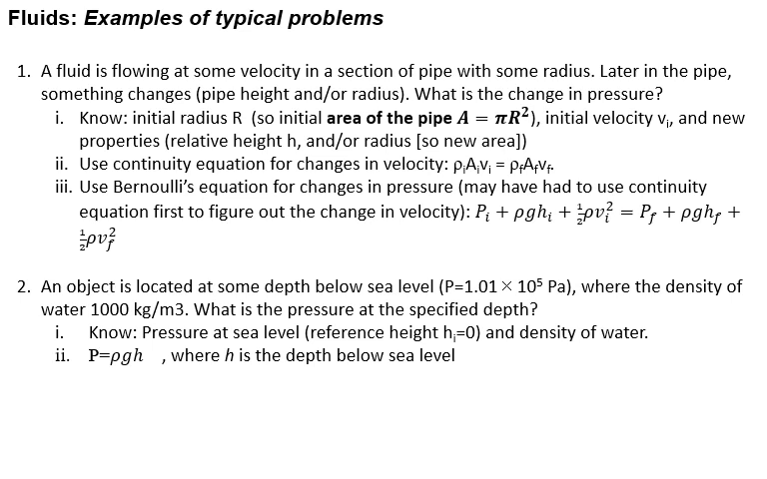Another type of problem is, let's say an object is located some depth below sea level. We'll specify the pressure at sea level is 1.01 times 10 to the 5 Pascal, and we would specify what the density of the fluid is. Let's just say it's water, which is 1,000 kilograms per meter cubed. So the question then is, what is the pressure at a specified depth? Well, here we know the pressure at sea level, and we know the density of water. We know our depth below sea level, so we just use pressure is equal to rho gh. Straightforward enough. If two objects are at the same height in a given fluid, they must be experiencing the same pressure around them.